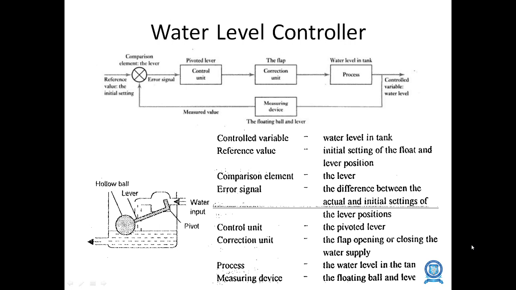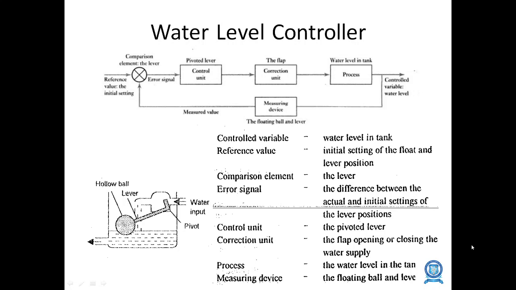Similarly, for the water level controller, which is also a closed loop system, the reference value is the initial setting. The error signal is sent to the pivoted lever or control unit, and the flap of the correction unit controls the water level in the tank, and the variable water level signal is sent to a measuring device which is a floating ball and lever mechanism. The measured value is sent to the comparison element.